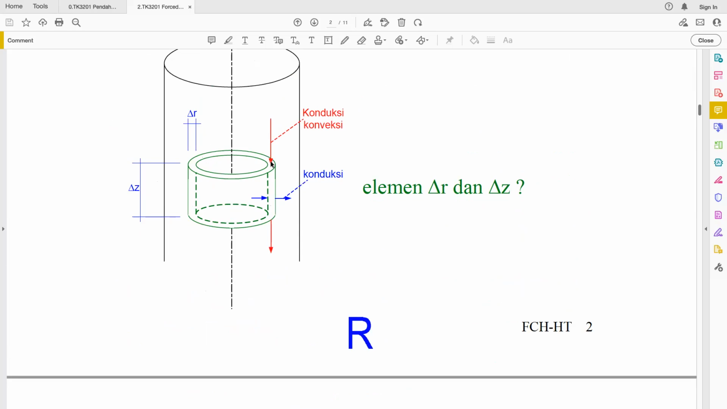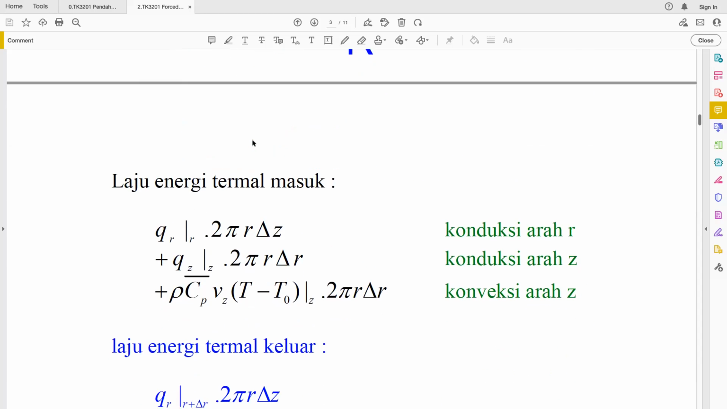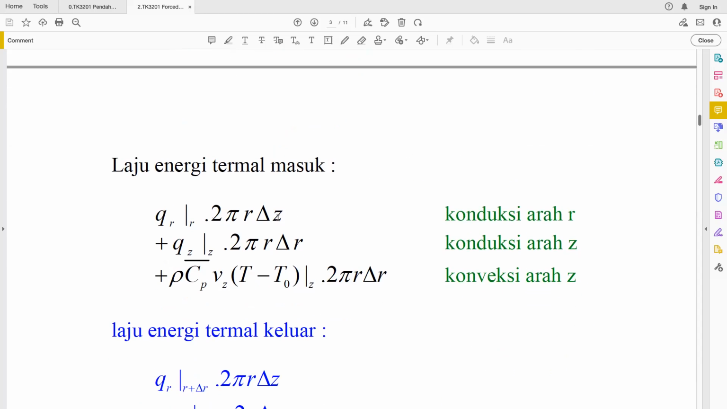It would be 2πr multiplied by delta z, or on the outer one, 2π(r+Δr) multiplied by delta z. And if you consider the area that is perpendicular to the z direction, that would be 2πr multiplied by delta r. So it looks like a thin rectangle. Here this is 2πr delta z, and to the z direction it is 2πr delta r.